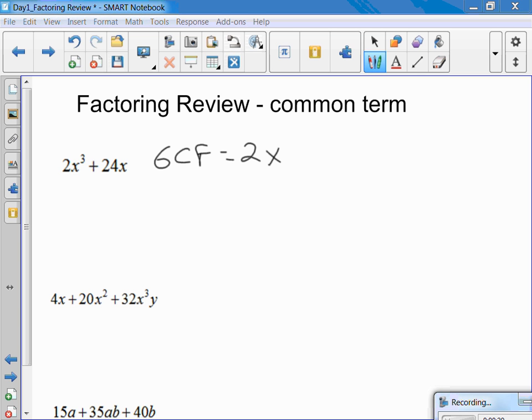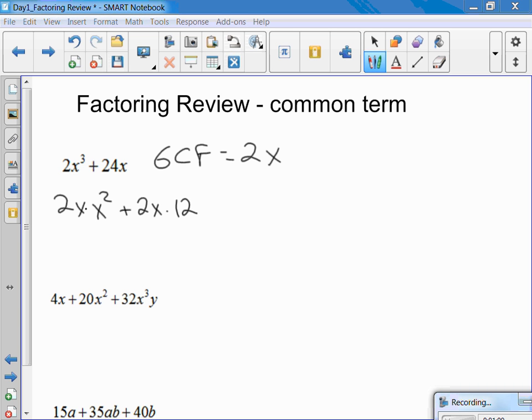So I can rewrite, if I want to, that 2x cubed as 2x times x squared, right? Likewise, I can rewrite 24x, since Austin told us that 2x is in common to both terms. 2 goes into 24, 12 times. So here I have my 2x times x squared plus 2x times 12.